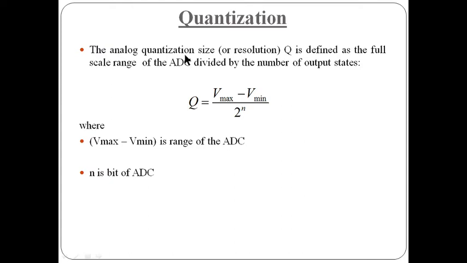The quantization size or resolution Q is defined as the full scale range of the analog to digital converter divided by the number of output states, meaning Q is equal to V max minus V min upon 2 raised to the power n, where n is the number of bits of the analog to digital converter and V max to V min is the range of the analog to digital converter.